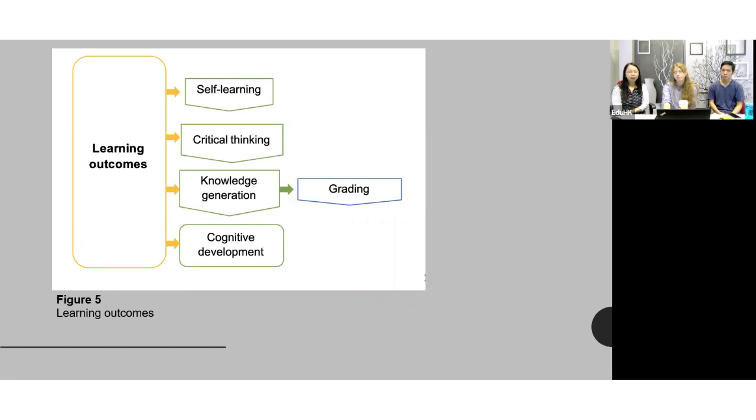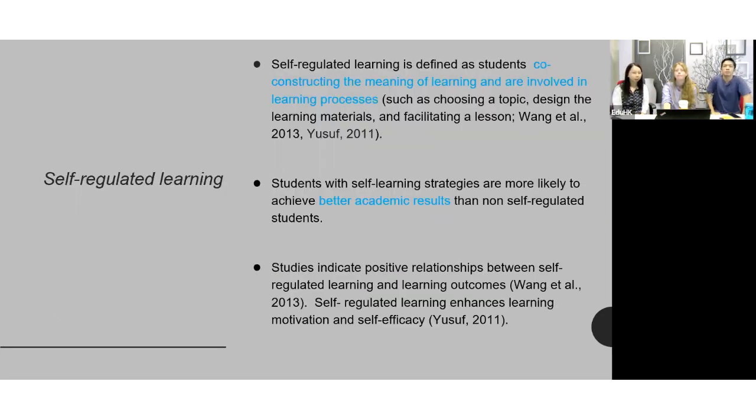So that is linked to what we are going to share here, where some of the students share about their learning outcome. Let us look at some of them. For example, this project promotes self-regulated learning, which recognizes students' abilities and their strengths in learning. Students as knowledge constructors construct the meaning of learning and are involved in the learning process. Some studies also indicate that self-regulated learning improves academic results and enhances learning motivation.